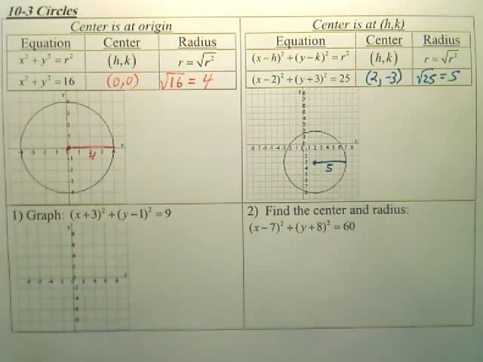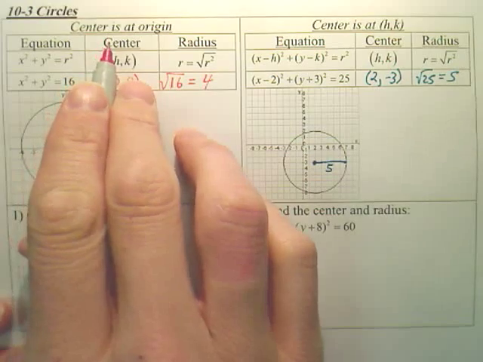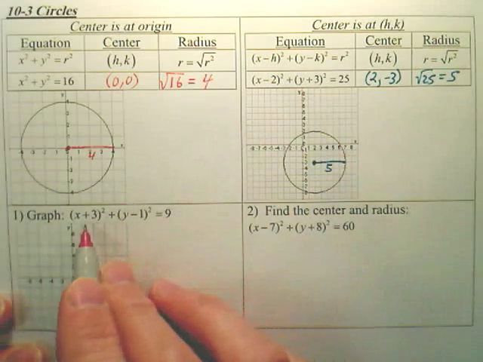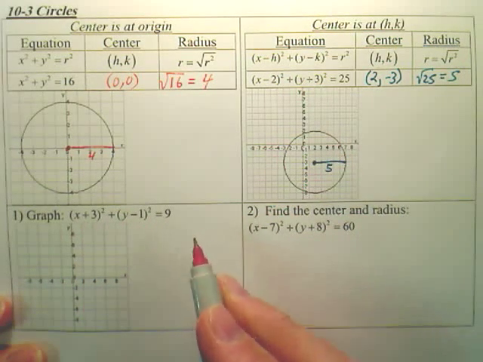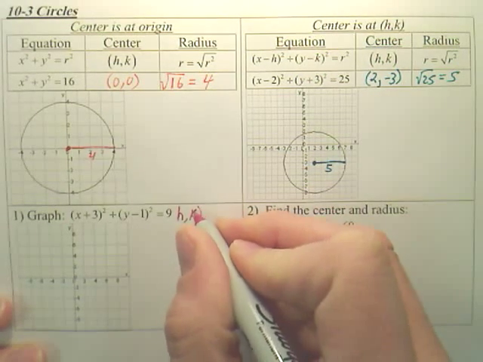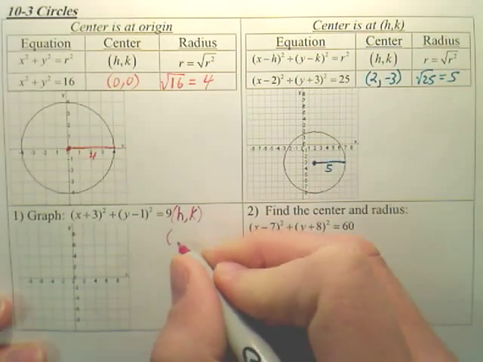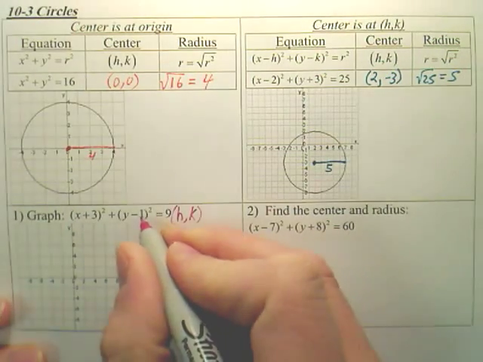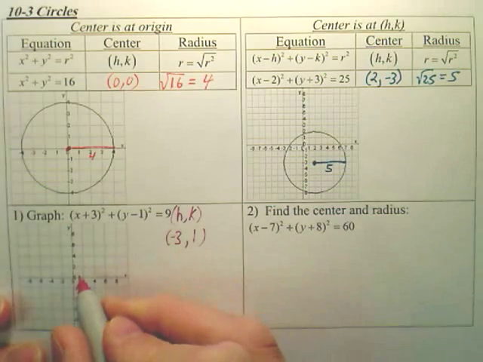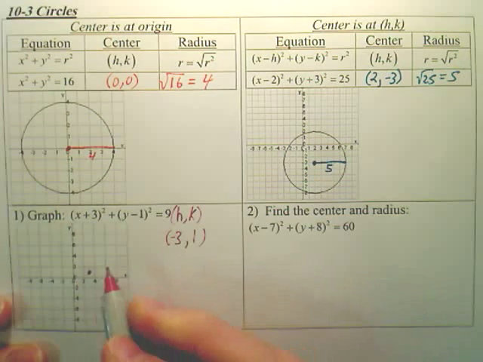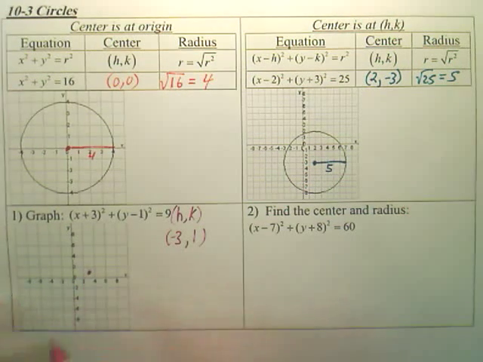Okay, let's look at this one right here. For this particular problem, first of all, which type is it like? Does it have a center at the origin or center at hk? Well, it looks more like this one. So the center of this circle is at hk. So what is hk going to be? What's the opposite of 3? That would be negative 3. What's the opposite of negative 1? That would be 1. So we go over 3 and up 1. That's right there. See, they go by 2's.